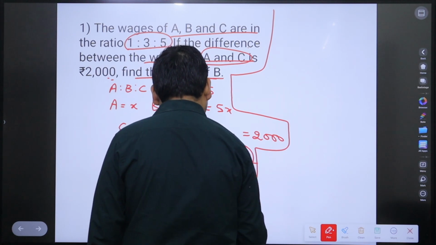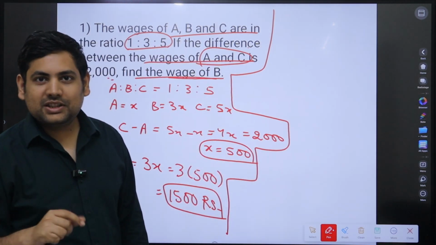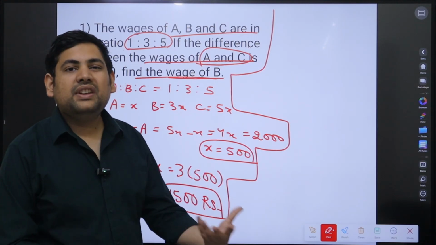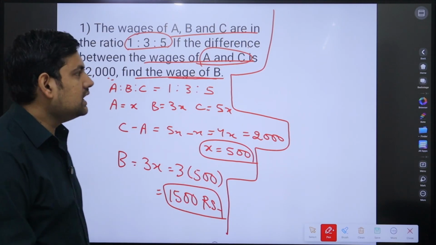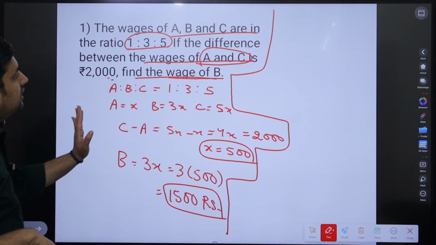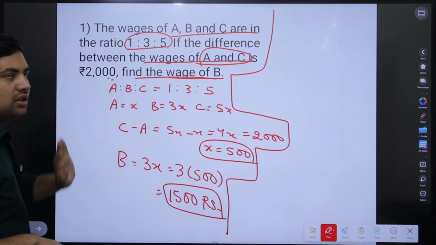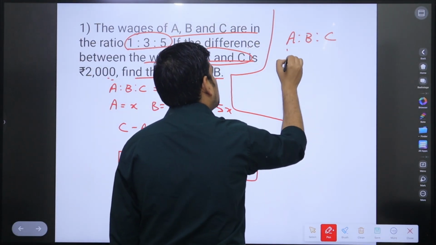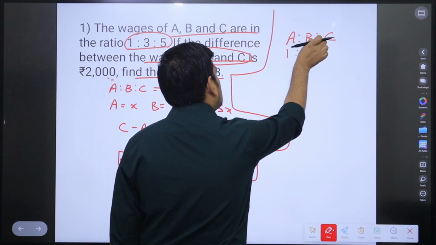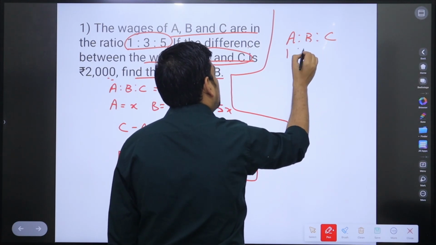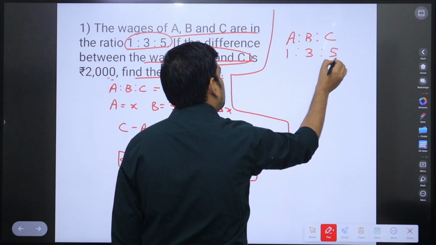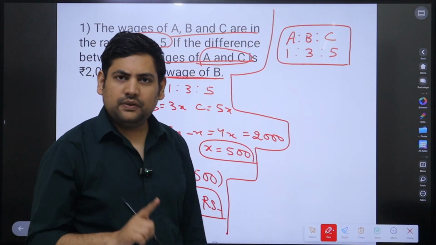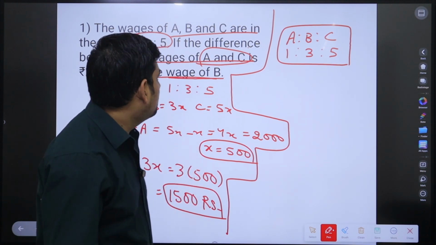Calculation wise, it will be the same, because at the end of the day it's the same mathematics, but just the way of representation changes. Now see, it says find the wages of B. The ratio is given as 1:3:5. So A ratio B ratio C is 1:3:5. This is what is given to you. Now what to do?